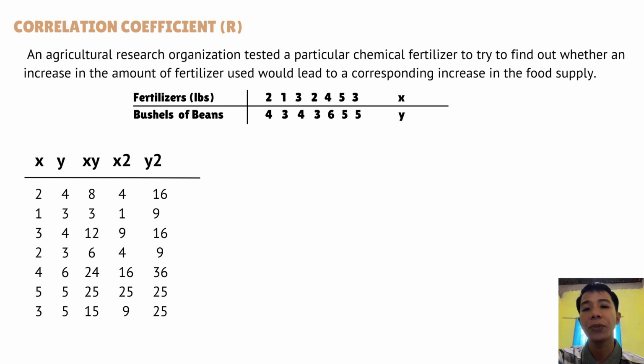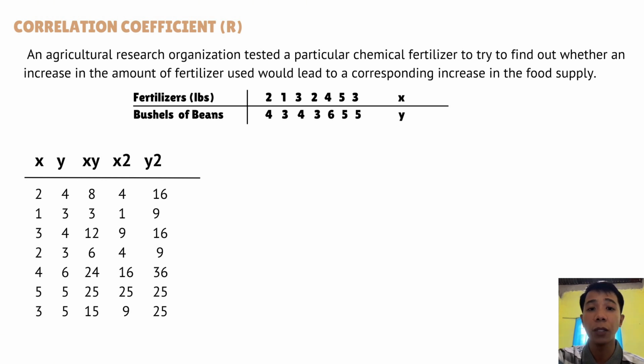And let's also now do x squared. Make sure we get the x variable. So, 2 squared is 4. 1 squared is 1. 3 squared is 9, 2 squared is 4, 4 squared is 16, 5 squared is 25, and 3 squared is 9. Also, don't forget we need to utilize the y column. So 4 squared is 16, 3 squared is 9, 4 squared is 16, 3 squared is 9, 6 squared is 36, and 5 squared is 25, and again 5 squared is 25.